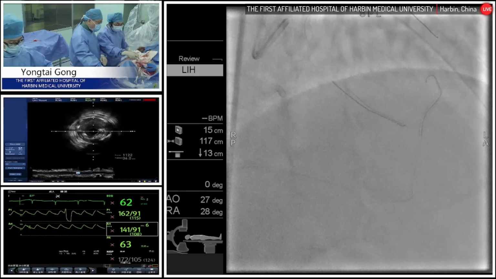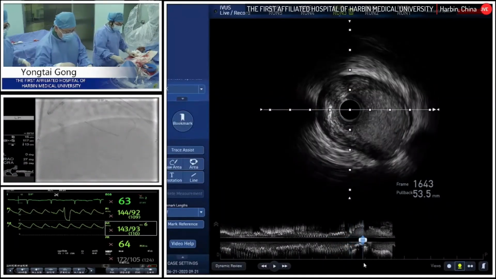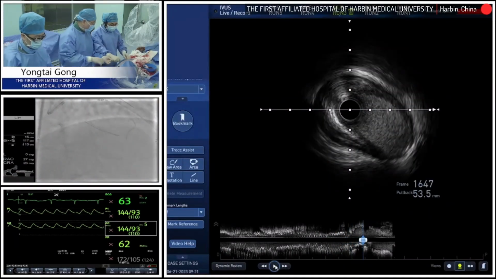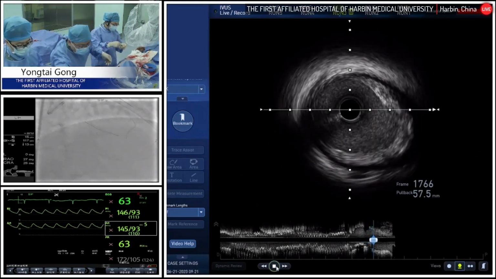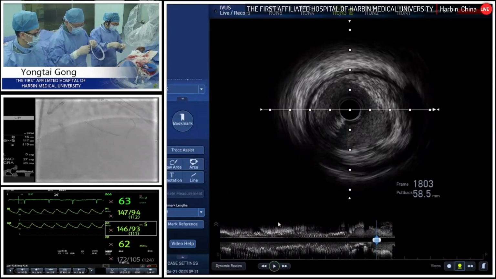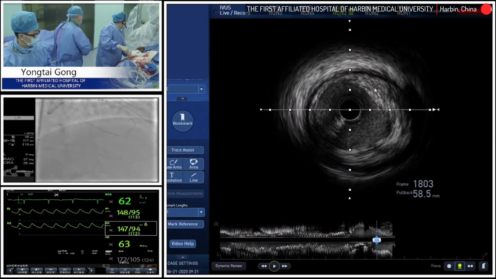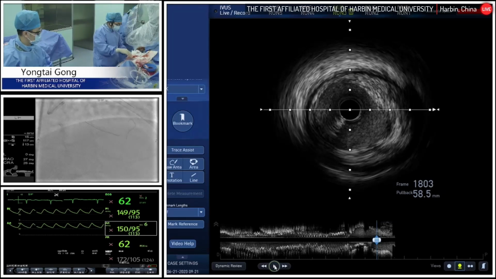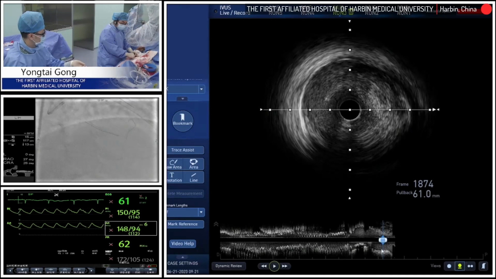Okay, this is the proximal part of the circumflex, and we may check the left main body. Okay, let's make a 2.0. I think we have already gone into the left main. We can see some mixed plaque composition bilateral, on the side part of the left main. There's some fibrotic plaque, and also, okay, this is the left main body plaque.